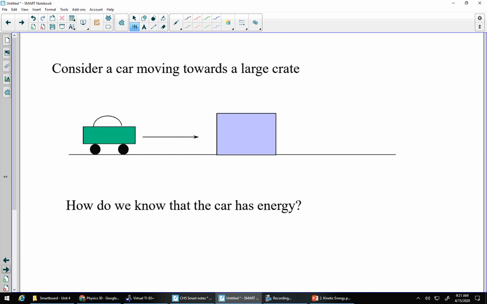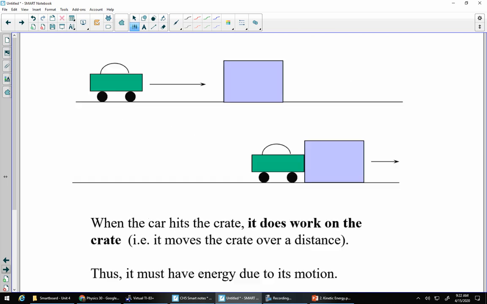Cool. So one question that you can think about: how do you know something has energy? And it always comes back to work is equal to a change in energy, or a change in energy is equal to work in this case. So could the car, if it's moving, and if it smashes into this block, could it do work on the block? And if the answer is yes, if it can apply a force and it can move a distance, it's got energy. That's an easy way to tell if it's got energy.